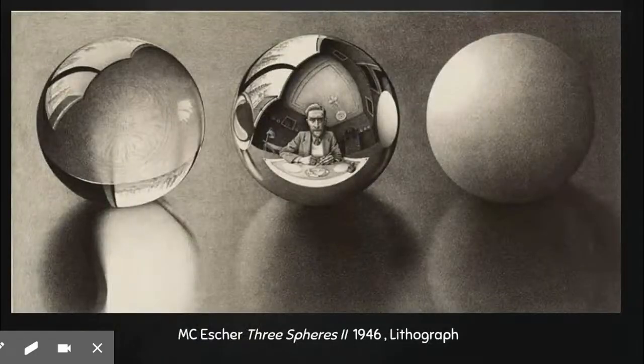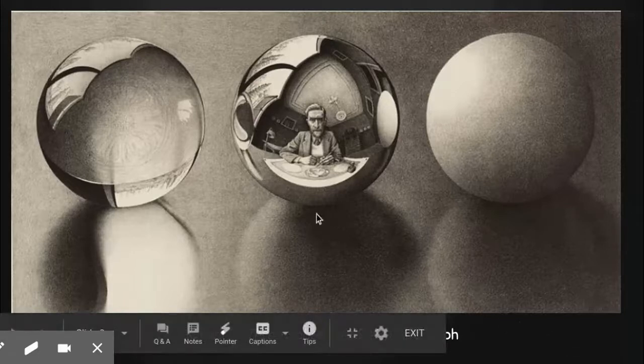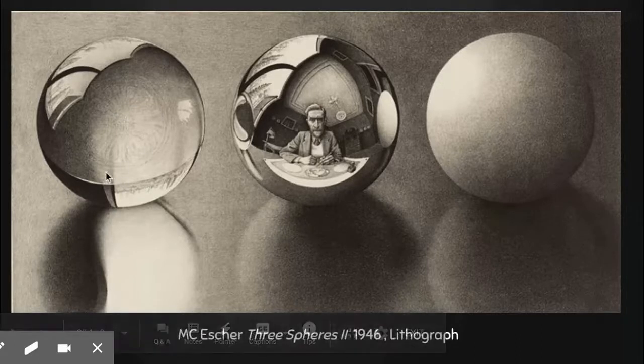And here is another print from him. It's called Three Spheres 2. And that's a self-portrait in the middle. And I like this one because in the first sphere, you can really see the ceiling. There's that plaster image in the ceiling, and it's reflected in the sphere, and it's very subtle, but it looks really cool.